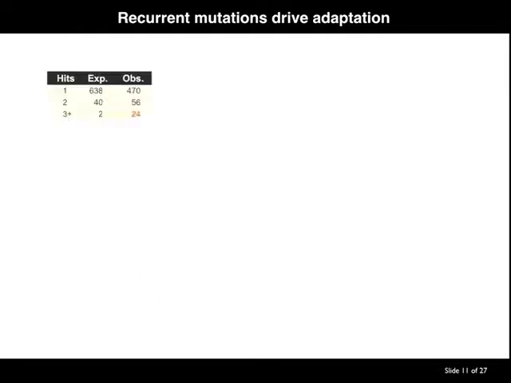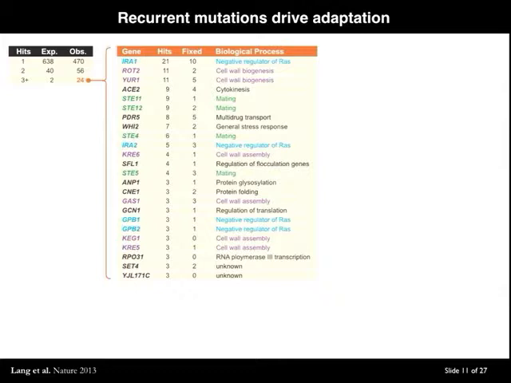So what are these genes? These are the 24 genes that we can say are statistically overrepresented in our mutation analysis, and so these are likely candidates for drivers of adaptation. Leading the list is IRA1, which we see mutated 21 times across these 40 populations.